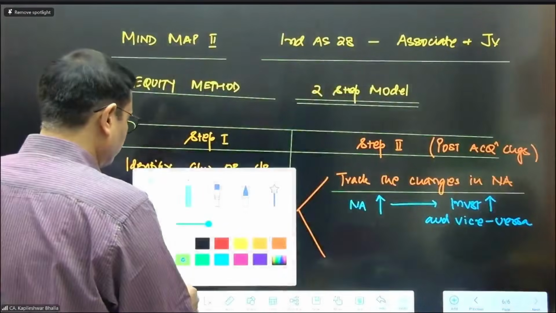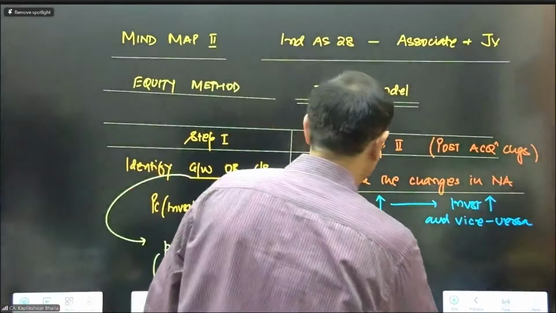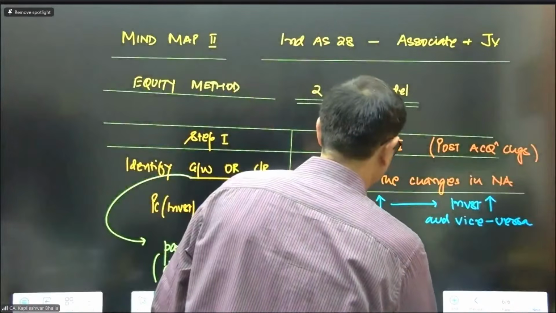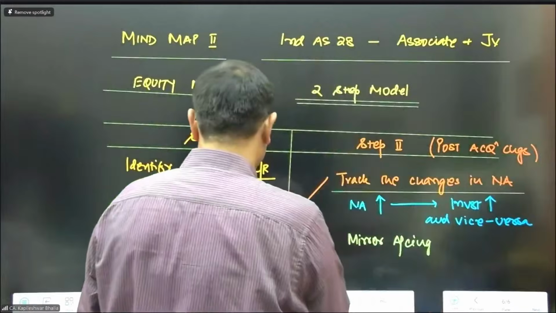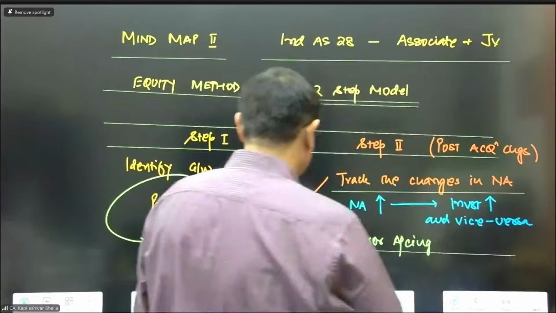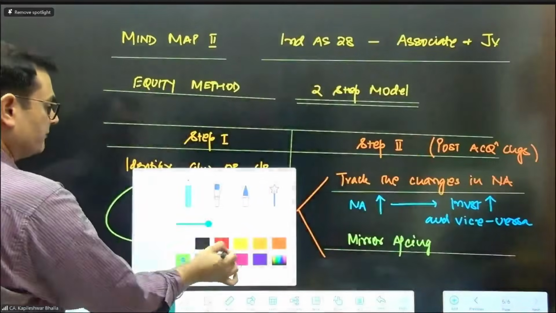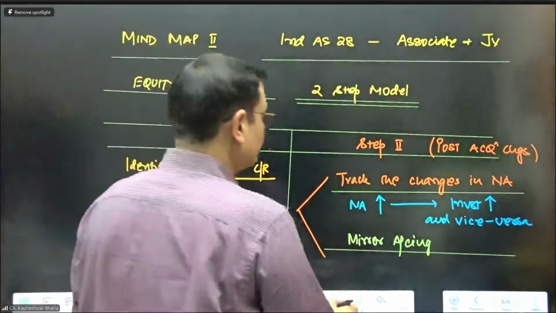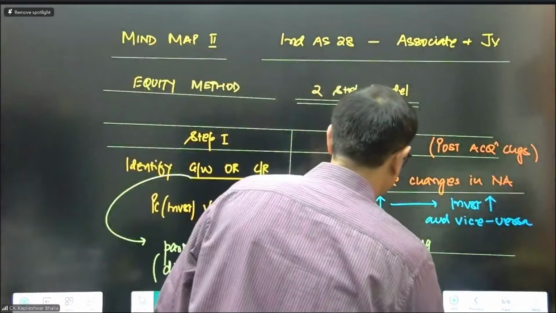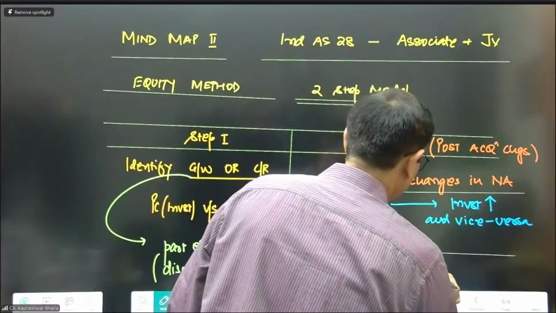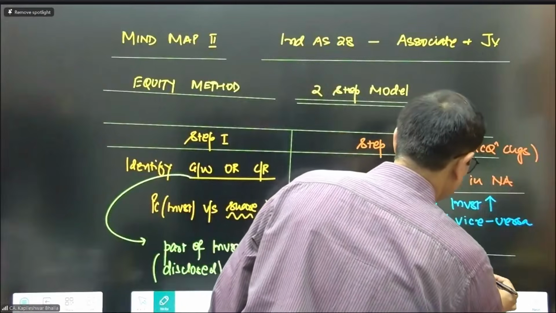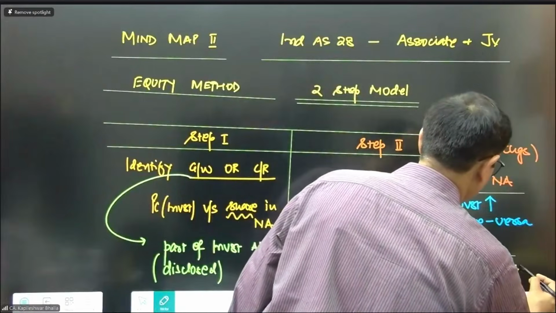And the second input that comes is what I call mirror accounting. Now, when I say it is supposed to be a mirror accounting, in this particular case, if the associate credits the profit and loss or the OCI, or you can say equity, the investor also credits the same components itself.